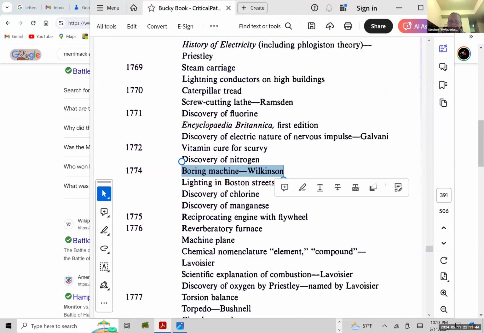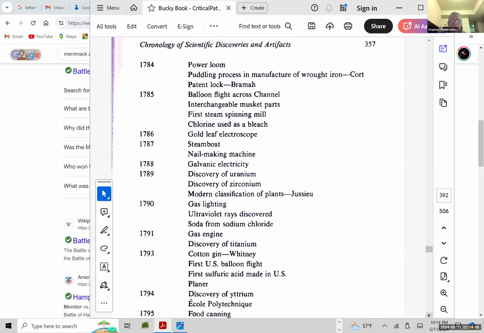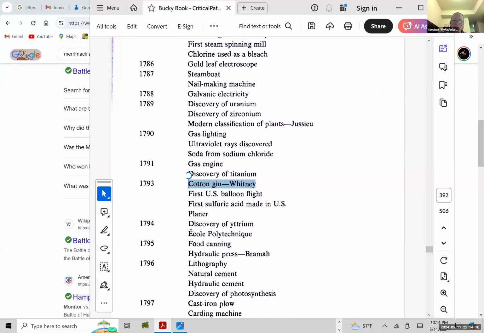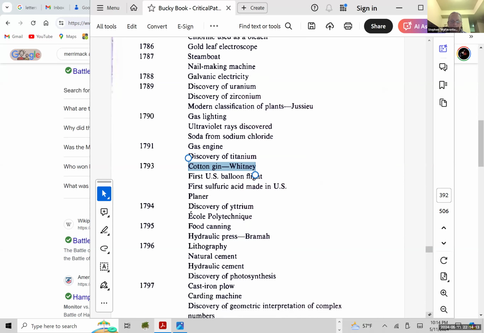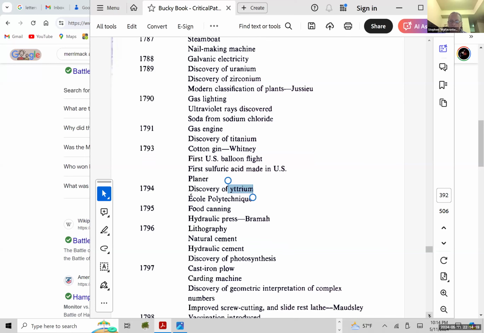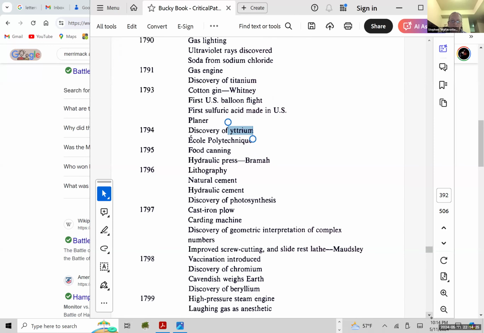Reverberatory furnace. I don't know what that means, but it was significant to Bucky. Let's see here. Molybdenum. Do you know what molybdenum is? Bucky thought it was significant. The cotton gin, 1793. Yttrium, I have no idea what that is. Bucky's quite the metallurgist. Lithography in 1796.